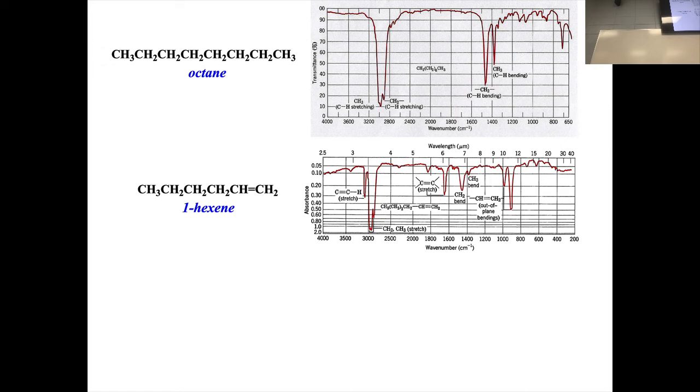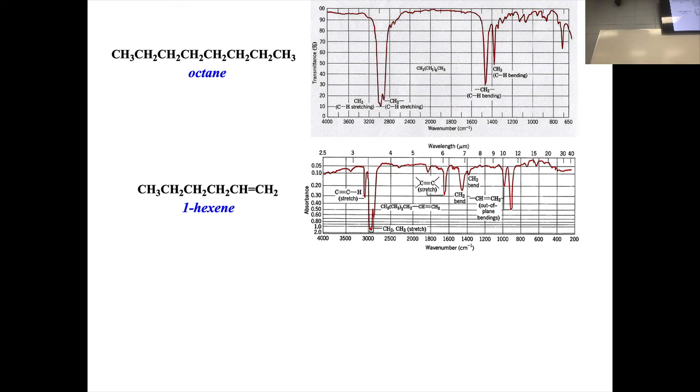We can have other types of hexene. But what you can see is 1,500, and there's all the fingerprint region. You'll notice that it looks different than octane, even though it still has some sp3 hybridized stuff. It's hard to interpret. But notice when I look between 1,500 and 2,000, I see this. That's a carbon-carbon double bond stretch.